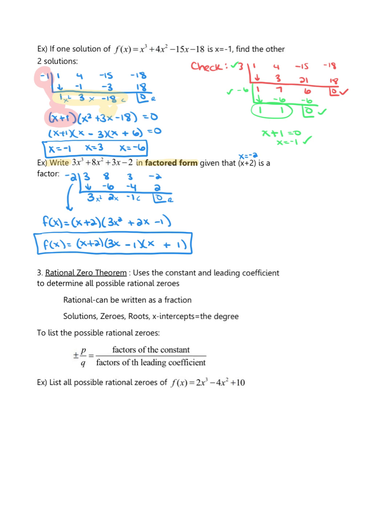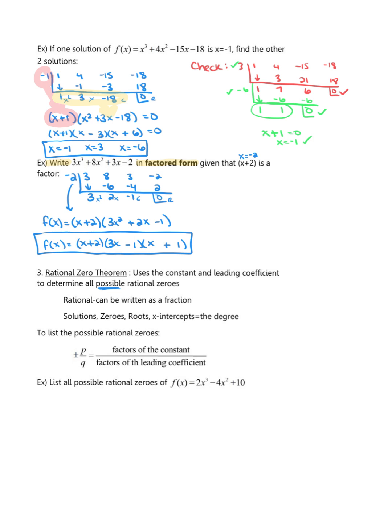All right, and then our third theorem is the rational zeros theorem. The rational zeros theorem uses the constant and leading coefficient to determine all the possible rational zeros. Rational zeros are numbers that can be written as fractions. Solutions, zeros, roots, and x-intercepts are all the same thing, and the number of them is equal to the degree of the polynomial, the highest exponent.